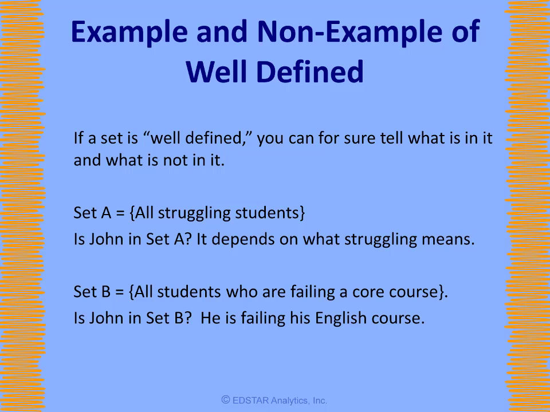In this example, set A is not well-defined for the same reason as in the last slide. It depends on what struggling means. On the other hand, set B is well-defined. Whether or not a student is failing a course is going to be precisely defined by the school system. This means that we know exactly which students are in this set and which ones are not in this set.